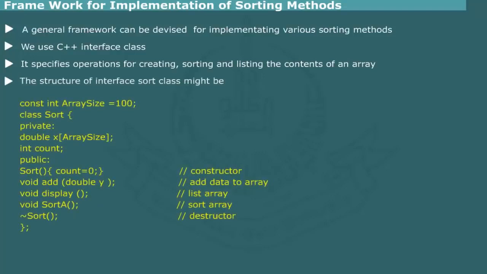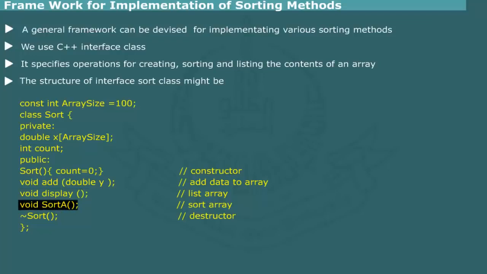The structure of interface sort class is as shown. Briefly, it performs these steps. The class is designed to handle array X of fixed size determined by the constant array size. Constructor initializes the variable count, which keeps track of the number of elements added to the array. Add method is meant to add a number to the array X. Display prints the contents of array.